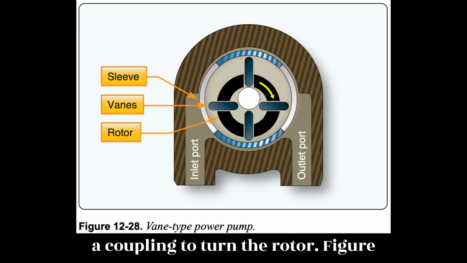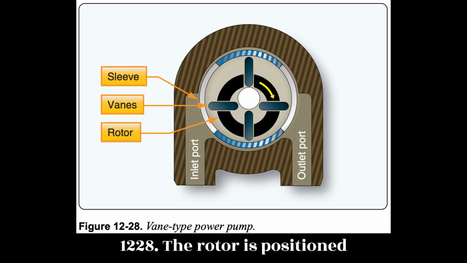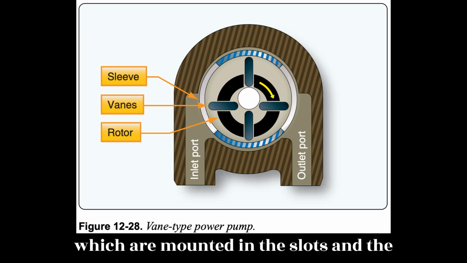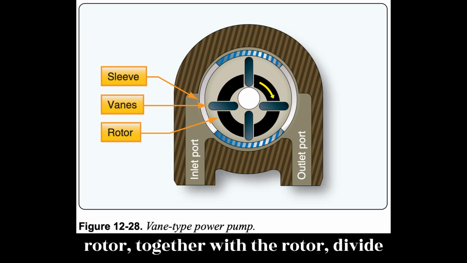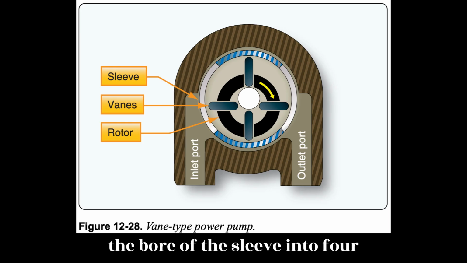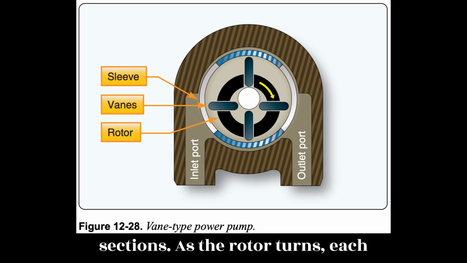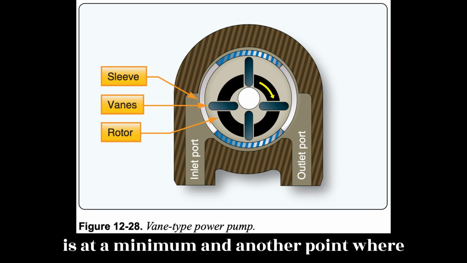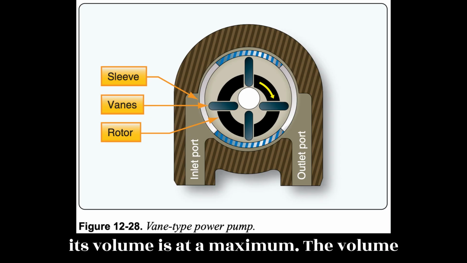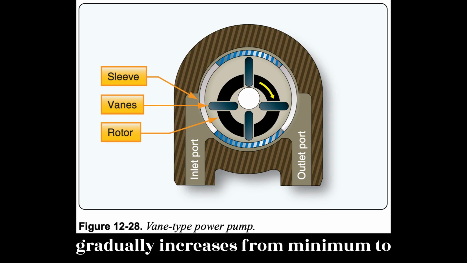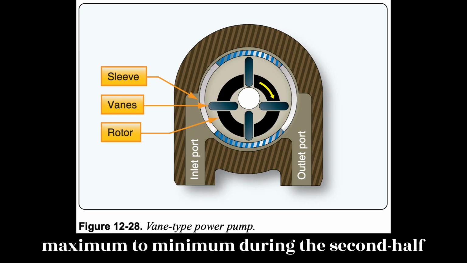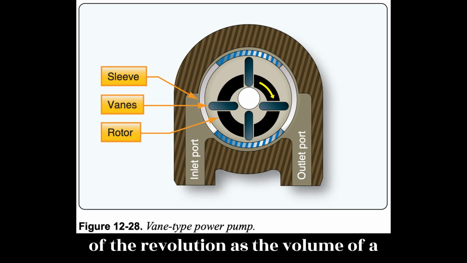Figure 12.28. The rotor is positioned off-center within the sleeve. The vanes, which are mounted in the slots in the rotor, together with the rotor, divide the bore of the sleeve into 4 sections. As the rotor turns, each section passes one point where its volume is at a minimum and another point where its volume is at a maximum. The volume gradually increases from minimum to maximum during the first half of a revolution and gradually decreases from maximum to minimum during the second half of the revolution.